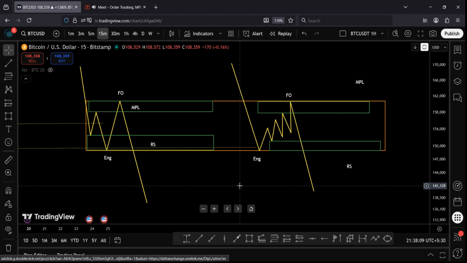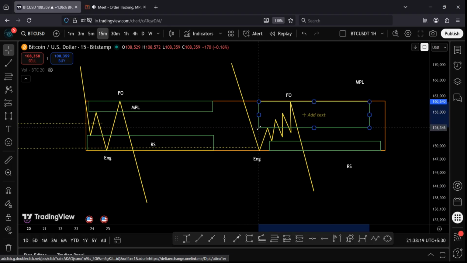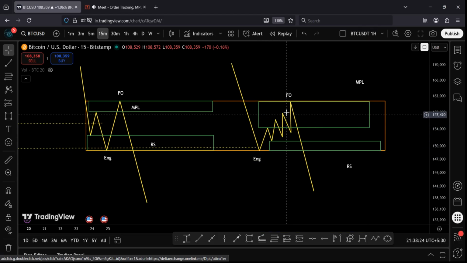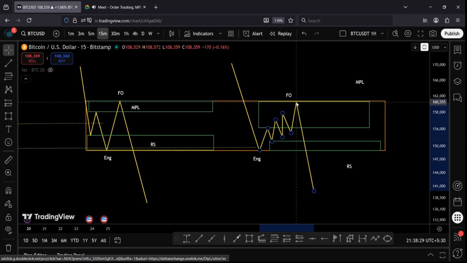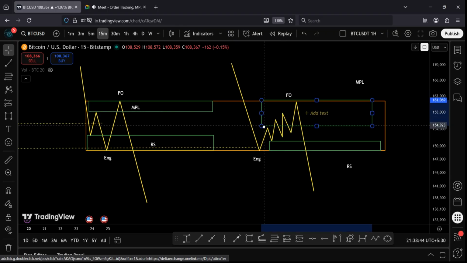Order transfer, we haven't studied yet, right? So when we study order transfer, initially our MPL zone is this, but what is happening here? We are seeing a compression. Price is in compression mode. So what is happening? Orders are transferring to the upper side, right? RS is at the same level, but MPL is here, and this may transfer to here.